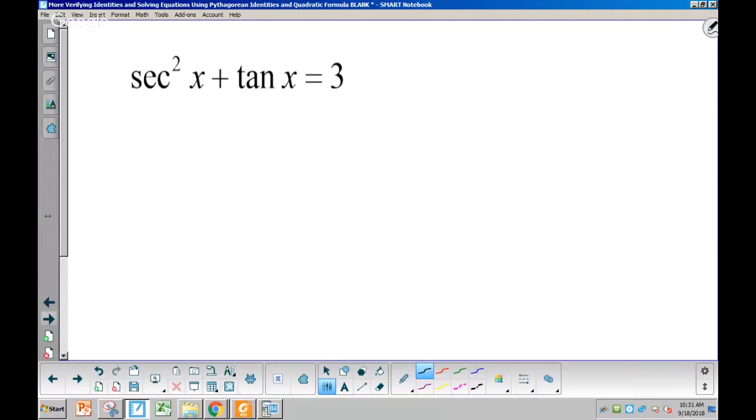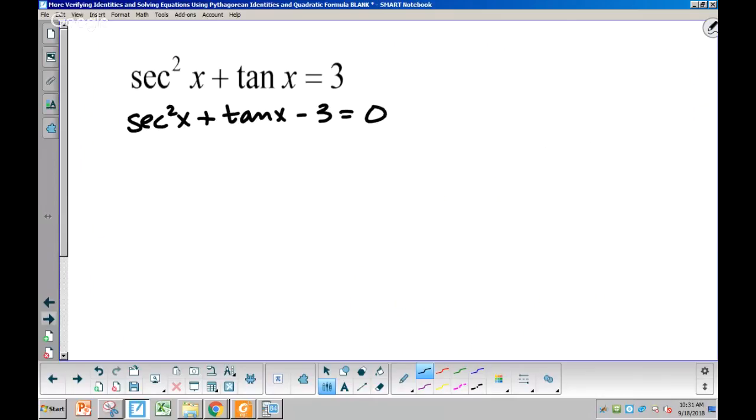So the first thing I'm going to do is set this equation equal to 0. This is secant squared x plus tangent x minus 3 equals 0. Now, we can't change tangent into anything with a secant, but with the secant squared, we can use the Pythagorean identity for secant squared and make it into a tangent expression. What is secant squared equal? 1 plus tan squared. That's right.